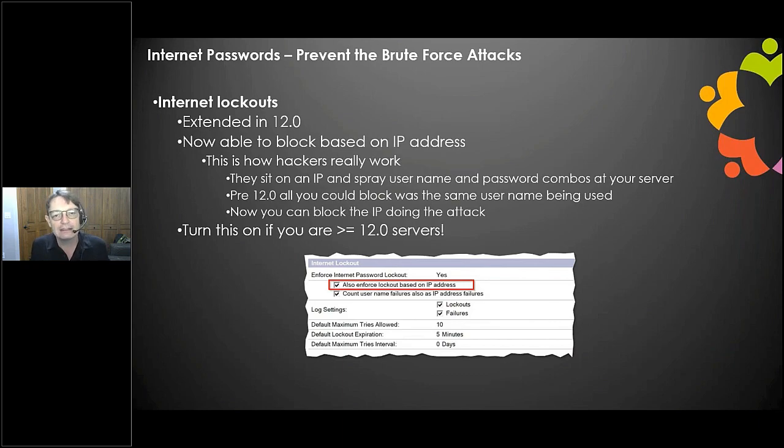Well, if I had the old style lockout only, it would lock out S. Smith after X number of attempts, let's say 5. But it would still allow that IP address that the hacker has compromised to brute force my servers all the time. Well, in 12, and if you have 12, turn this on, you are now able to treat those failures of authentication as if they're the same IP address. So even though my username is wrong, if the IP address is the same, after X number of attempts, lock out that IP address, not the user, but the IP.